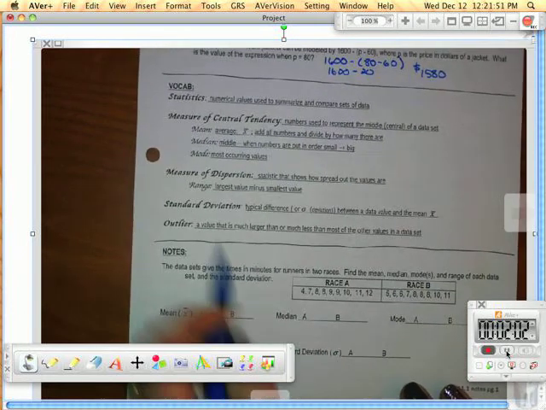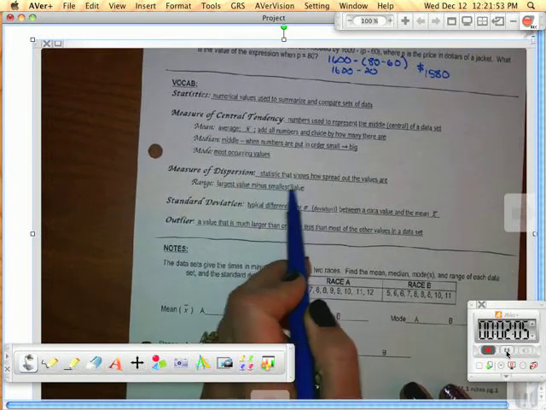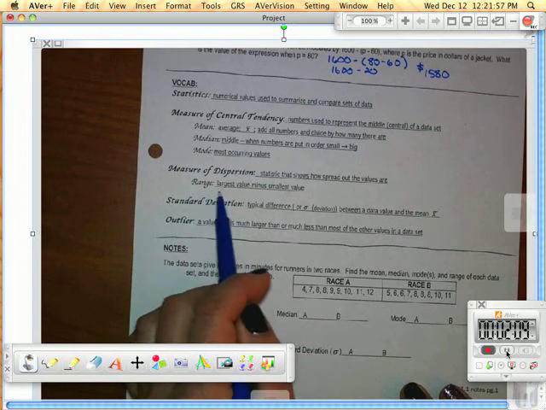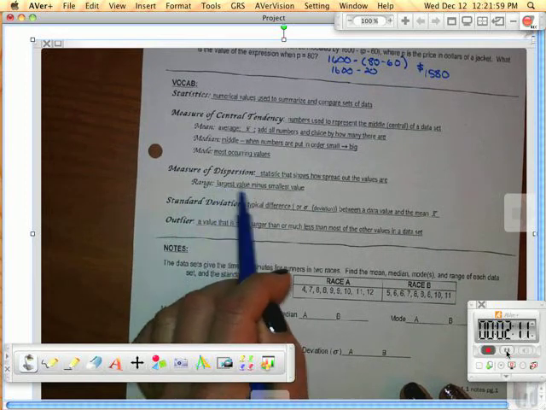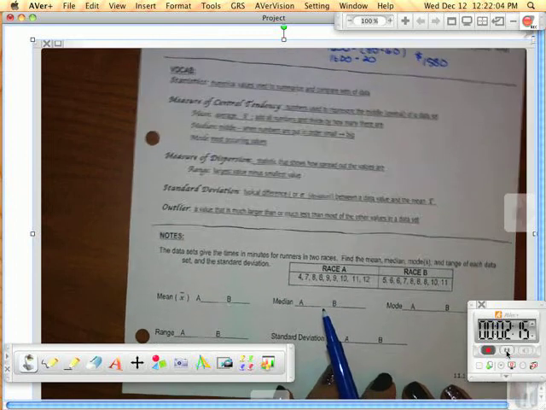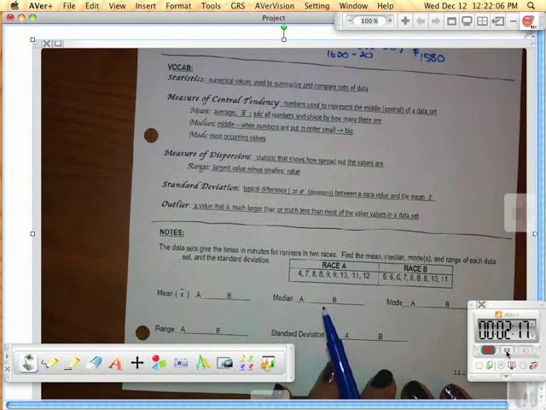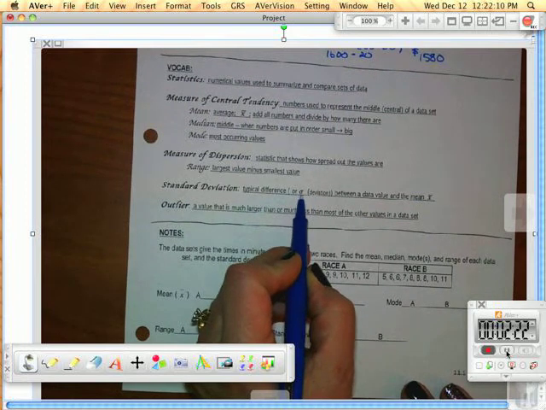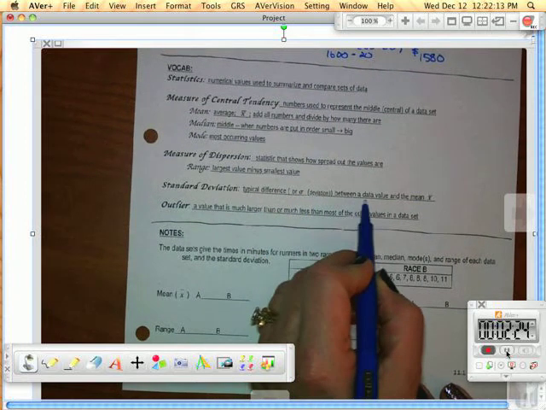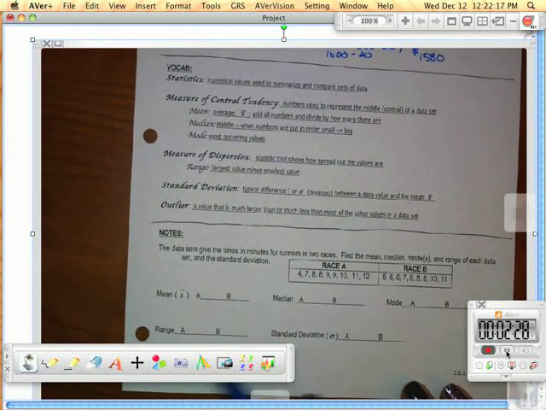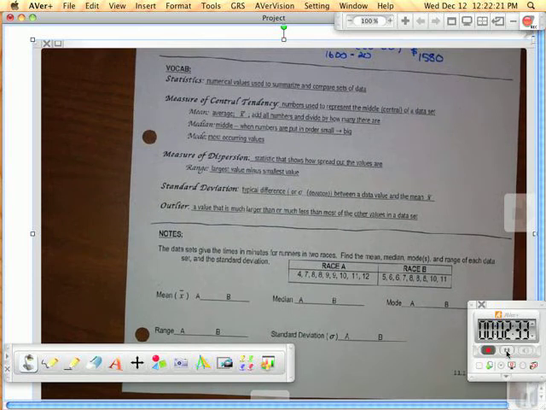A measure of dispersion is a statistic that shows how spread out the values are. The most common one that we use is range, and you just take the largest value minus the smallest value, and that gives you the range. The other thing we're looking at is standard deviation. It's the typical difference, or deviation, between a data value and the mean. So you take each piece of data and take the difference of it, and I'm going to show you how to do all that to find the standard deviation, the typical difference.